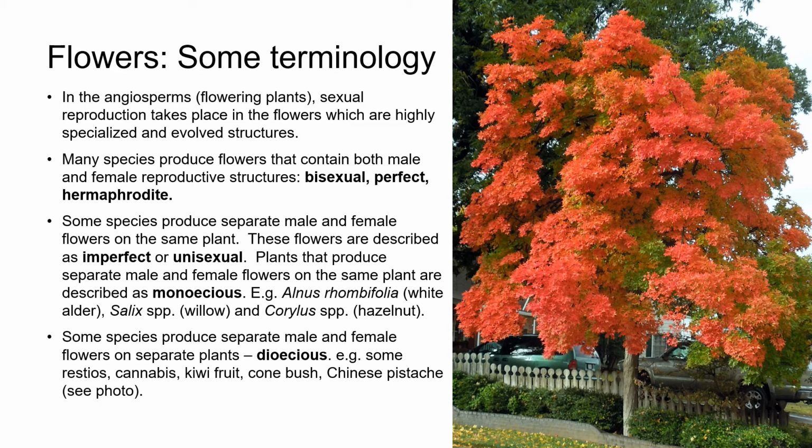And there are other species that produce separate male and female flowers on completely separate plants. And these plants are described as being dioecious, so two houses. And examples of plants that are dioecious are the restios, which is a family of rush-like plants native to the southern hemisphere, cannabis, kiwi fruit, conebush, leucodendron, and the other plants that we mentioned on the previous slide.